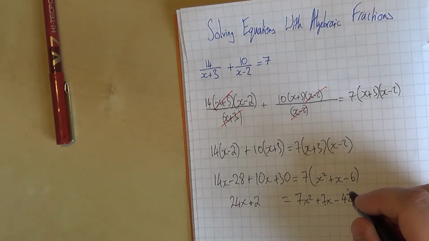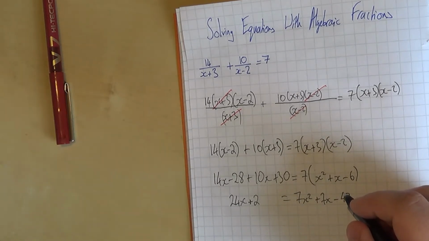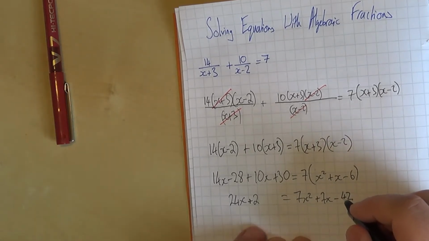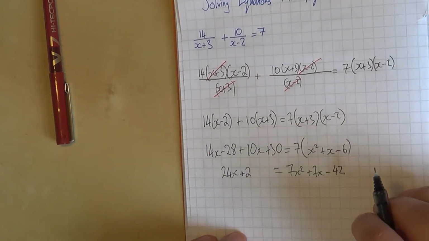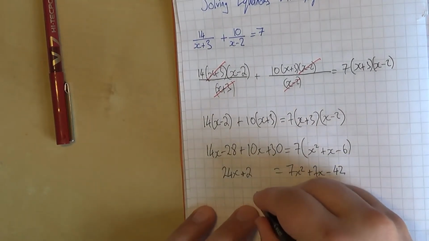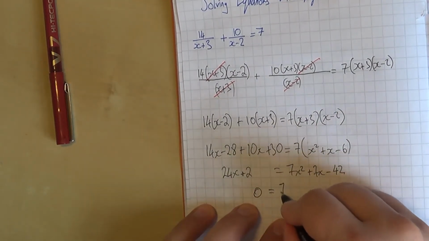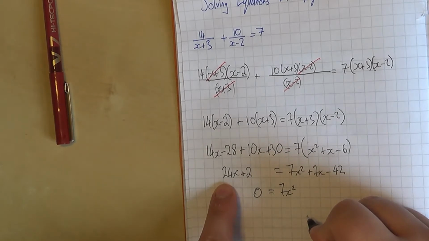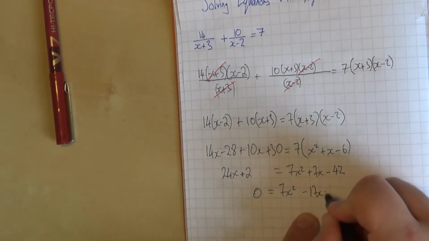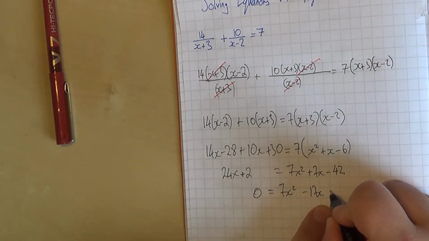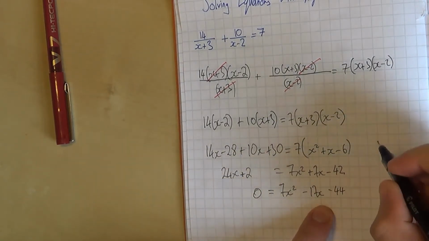Okay, so now we should notice this question is actually quadratic, which means we should be able to solve it using a quadratic method, and all of those require having a naught on one side of the equation. So I'm going to take these things away to leave the 0 by itself. So that gets us, the x squareds haven't changed. I'm taking away 24x, so this 7 will become negative 17x. I'm taking away 2, so this should become negative 44.